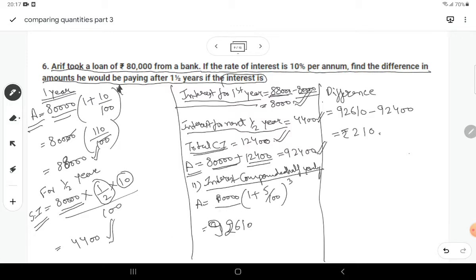equal to 80,000 into 1 plus, as it's compounded half yearly, so rate of interest would become half. So 1 plus 5 upon 100 raised to power 3. As it's 1.5 year and there are 3 half years in 1.5 years, which comes out to be equal to 92610, and difference would be 92610 minus 92400, which is 210.